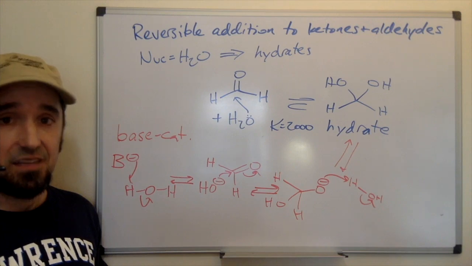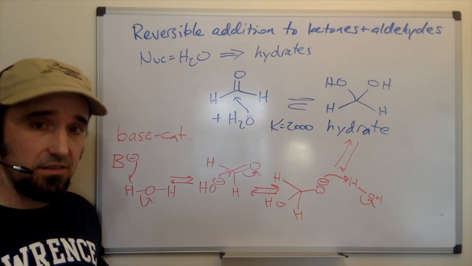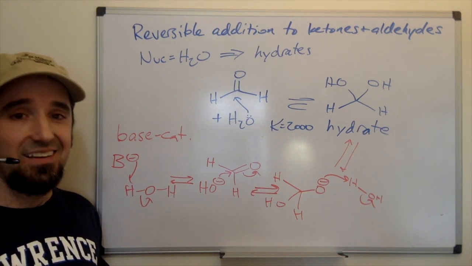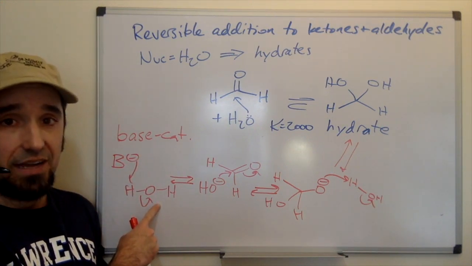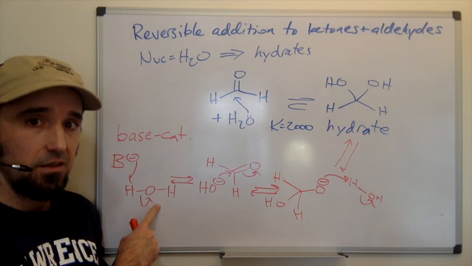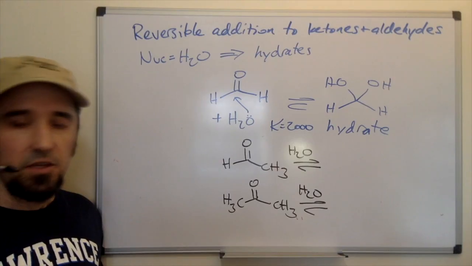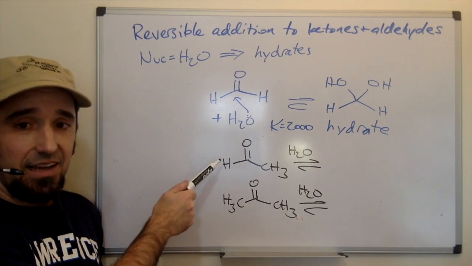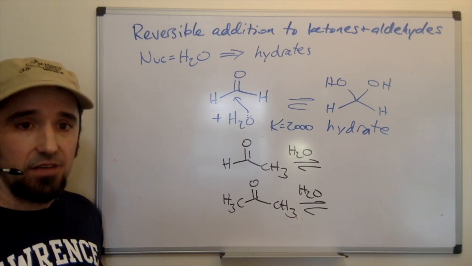In acidic catalysis, the electrophile is more electrophilic. In basic catalysis, here my nucleophile is really nucleophilic, and my weak electrophile is good enough. Here are two more carbonyl compounds, acetaldehyde and acetone. So try to draw the hydrates of both of these carbonyl compounds.